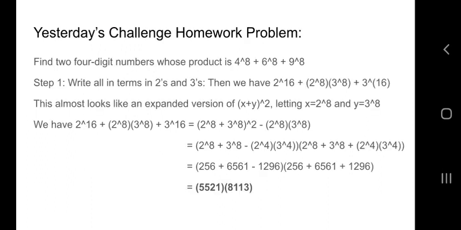Okay, so this was yesterday's challenge homework problem. The problem was: find two 4-digit numbers whose product is 4 to the 8th power plus 6 to the 8th power plus 9 to the 8th power. So we need a 4-digit number times a 4-digit number equaling that expression.